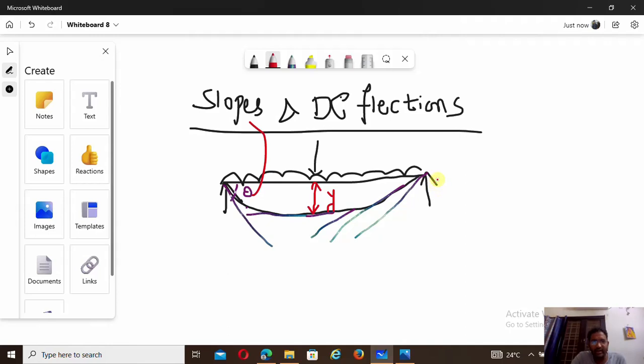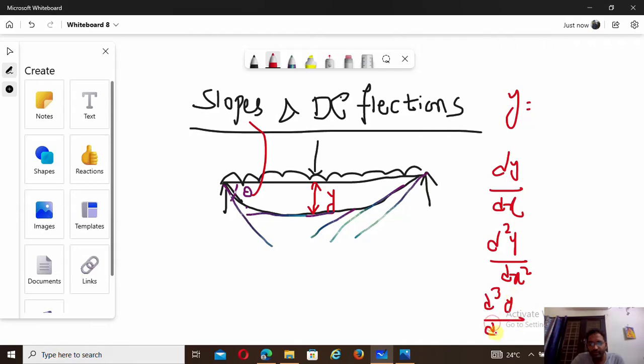Before going into detail, I'll go through small definitions. So y, if you differentiate it, gives dy by dx, and again you differentiate to get d square y by dx square, and again you differentiate to get d cube y by dx cube. Why am I saying all these parameters? Because there is an interlink between all of them. So y stands for deflection.